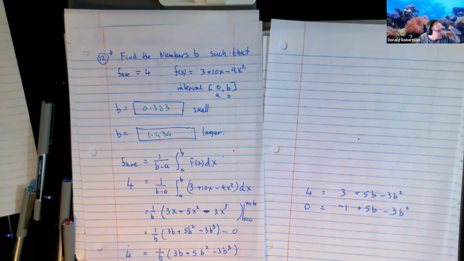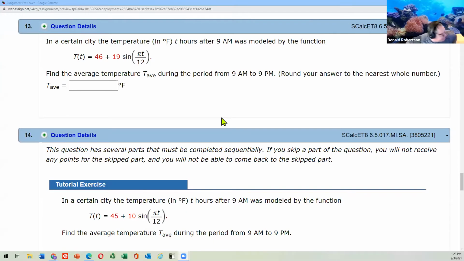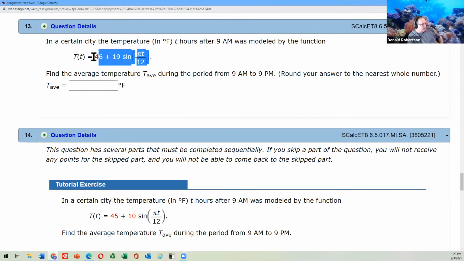Okay, I'm going to show you the applications. That's the last thing. Okay. Hopefully you're looking at question 13 right now. And they have a function that is capital T, the temperature, measured t hours after 9 AM, modeled by that function. So 9 AM is t equals 0, I'm assuming, and 9 PM is t equals 12. And here is your function. And they're asking you to find its average value.